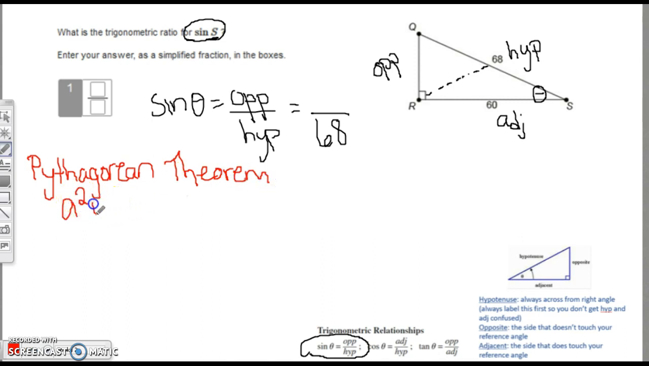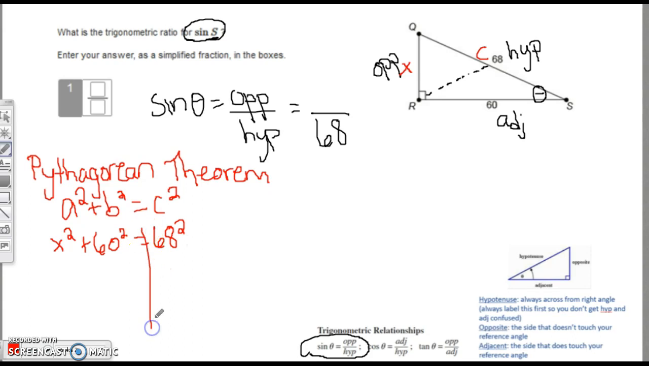And the Pythagorean theorem is on your formula sheet, but we've used it so much that you might have that one memorized. A squared plus B squared equals C squared. So I'm going to go back over here. Remember, C is always the hypotenuse. So I'm going to plug in 68 for C. And then it doesn't matter which one I let be which. I'm going to let x squared plus 60 squared. And then I'm going to do some solving.